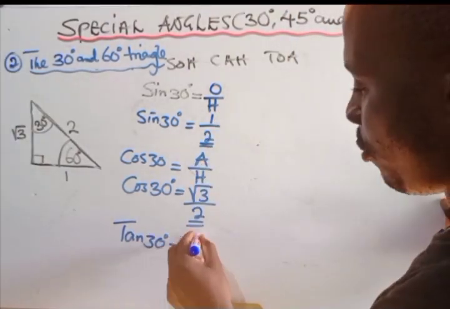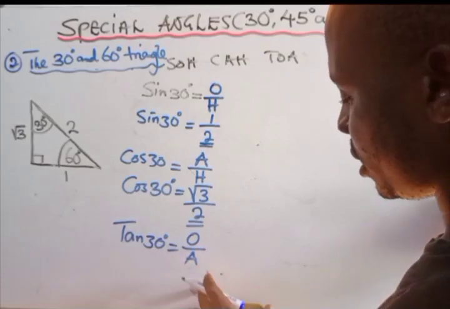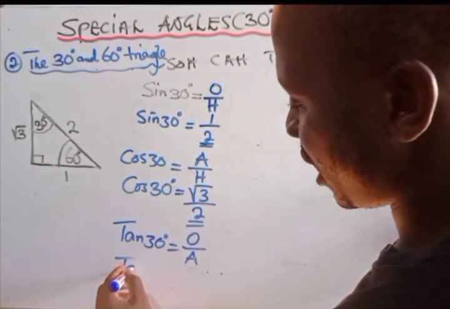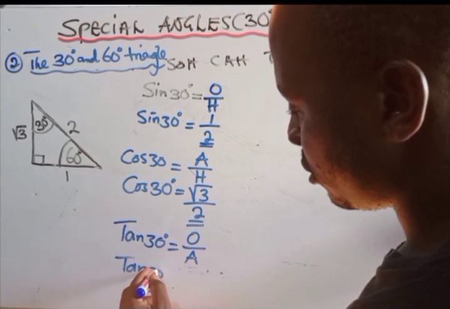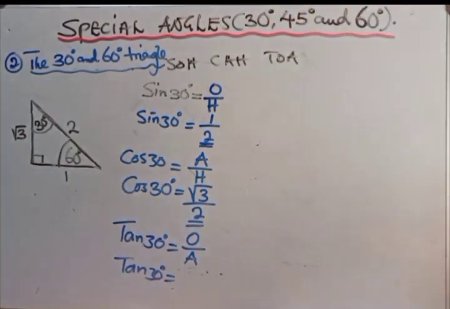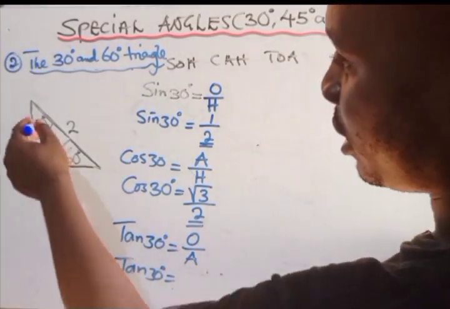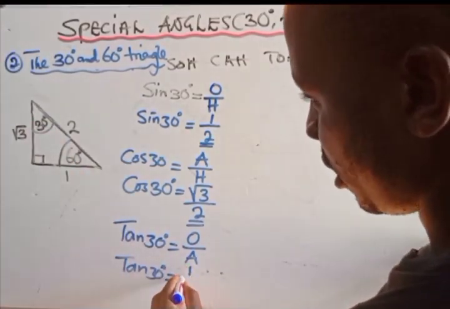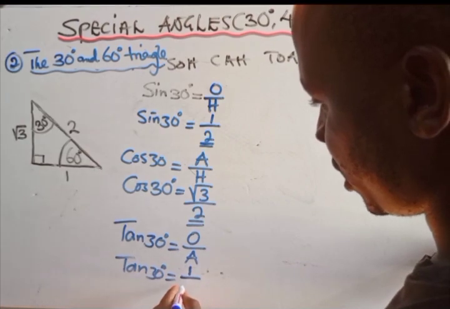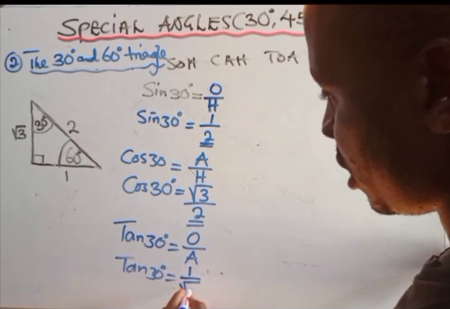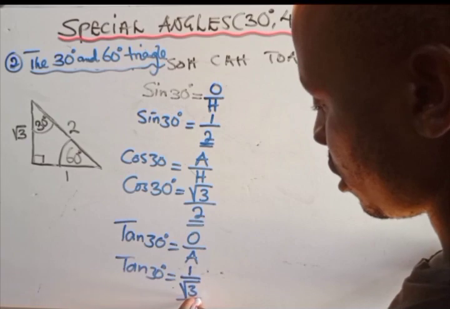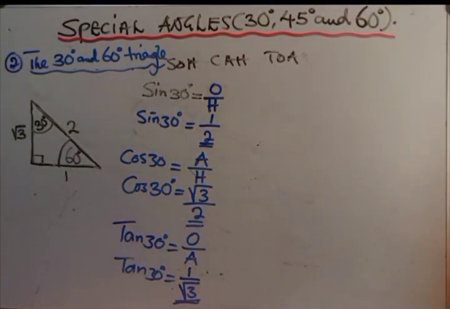Let's go to tan 30 degrees. Tan 30 is opposite over adjacent, which gives us that tan 30 is equal to the opposite of 30, which is 1, and the adjacent of 30 is the root of 3. That is what we have. We are done with 30 degrees.